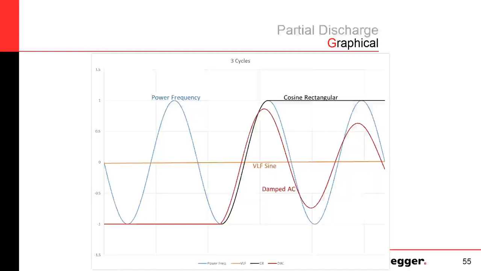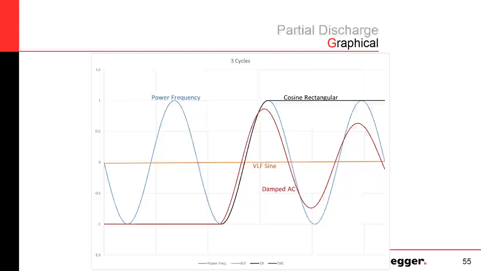And damped AC is very similar to that as well, but it rings itself out. It damps itself out very quickly. I'll admit to you guys, this is an ideal condition that I made in Excel. You're never going to see cosine rectangular be exactly 60 hertz, but it'll be in the same range. You're looking at a range of about 30 to 300 hertz or so, and that is dependent on the length of the cable. This is ideal, but it's very close to what you'd see.